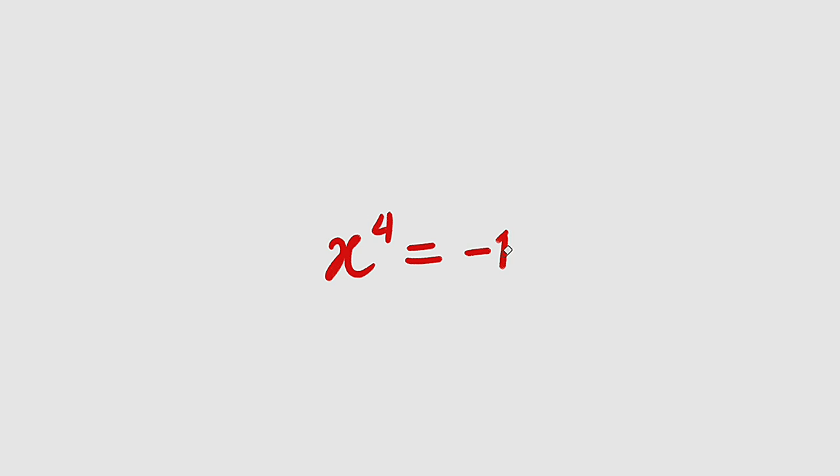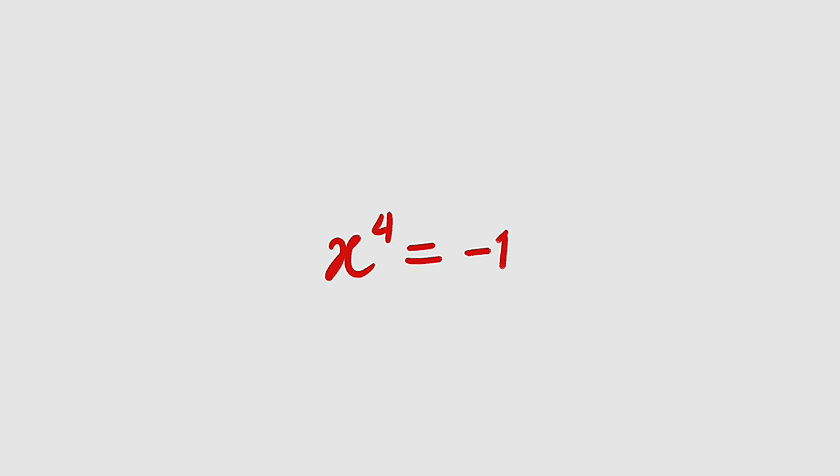In this tutorial, we are going to find a solution to this quartic equation, which is x to the power of 4 equal to -1. You should know that in the set of real numbers, there is no number that can be raised to an even exponent and the result will be negative. Hence, this particular equation has no real solution. Therefore, we have to dive into the complex solutions. All right, let's get started.